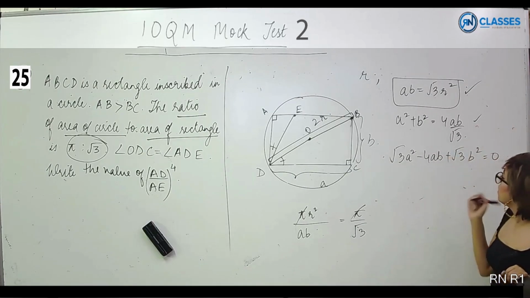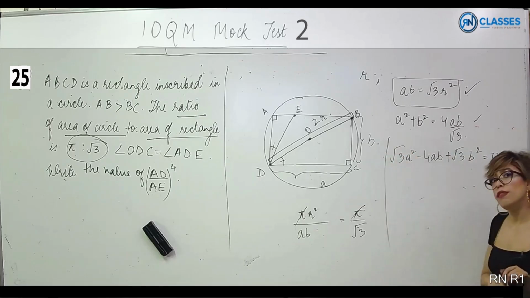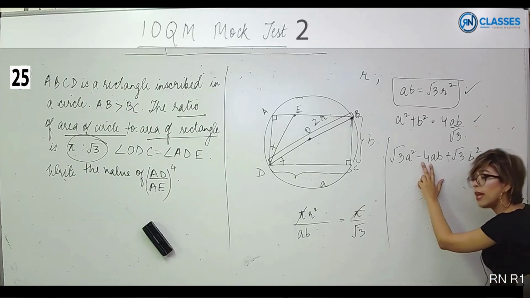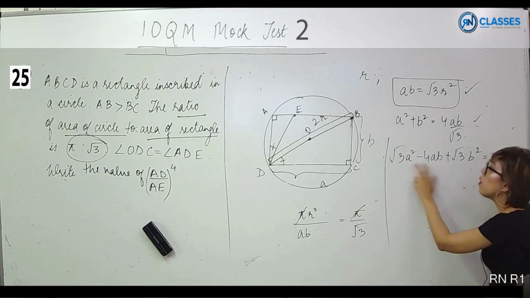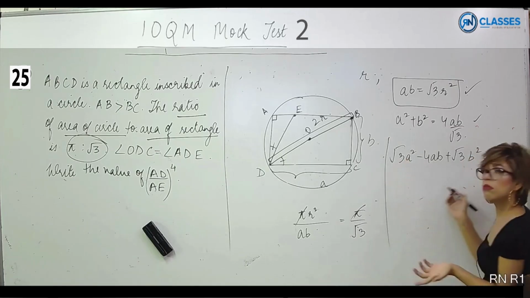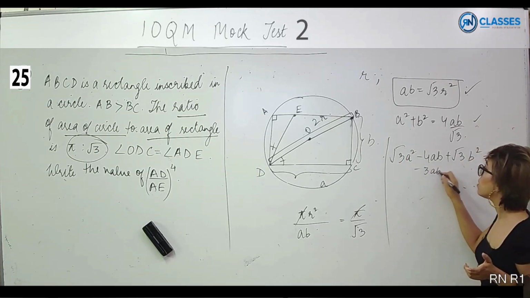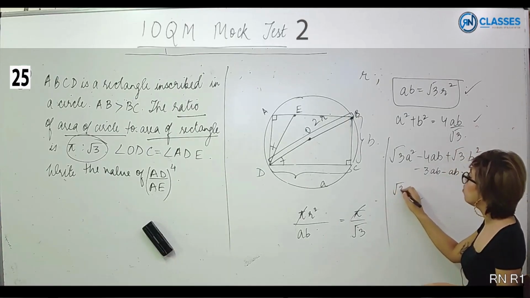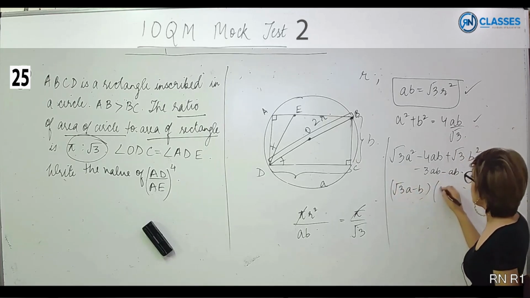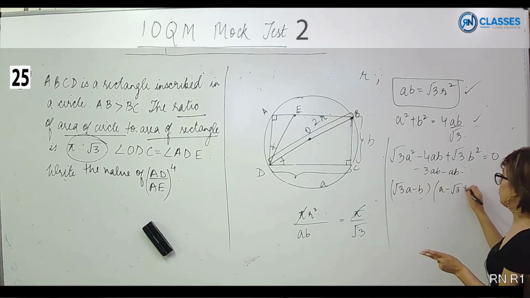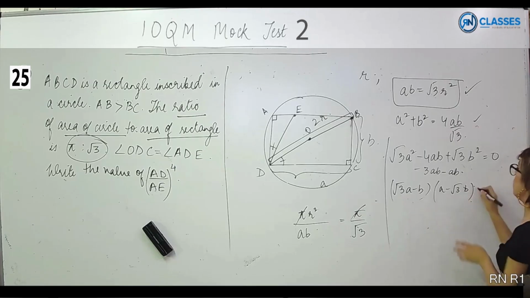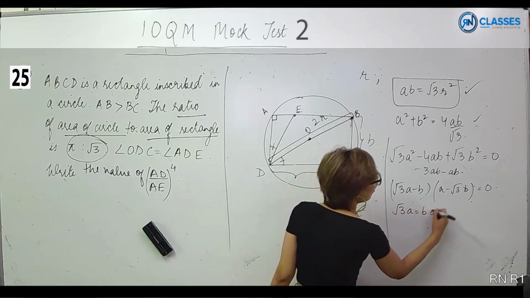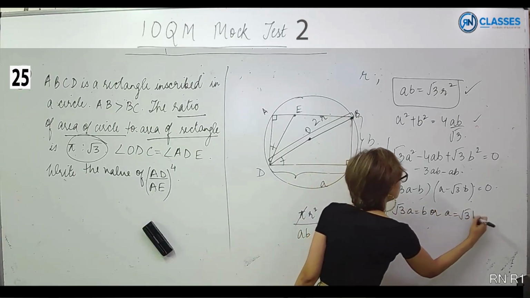Done. Now if I notice carefully, I know the factors of this equation. Why? I need to think of splitting minus 4 in two numbers such that the sum is minus 4 and the product is 3. That I can do as minus 3AB and minus AB. That is not a big deal. For splitting the middle term, you will get the factors as root 3A minus B into A minus root 3B, that is equal to 0. So obviously root 3A is equal to B or the other case is A is equal to root 3B.